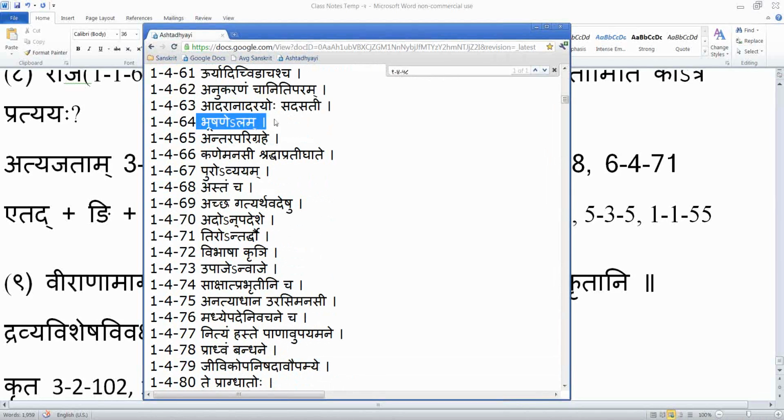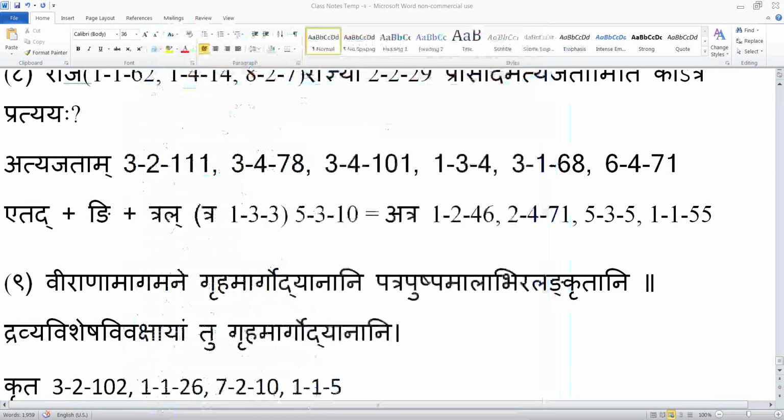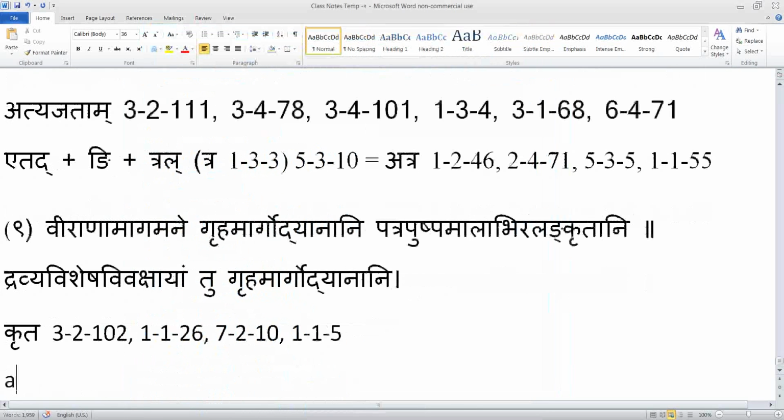So by bhushane alam, in the sense of decoration, decorating, this he got the gati sanya, 1464, then we can put trepak dhatoho, and we can also form the gati samasaha by kugati pradayaha. So I'll put 1-4 alankritani. Alankritani, we have the gati samasaha, which we have not done in detail yet. You're going to see it very soon now.